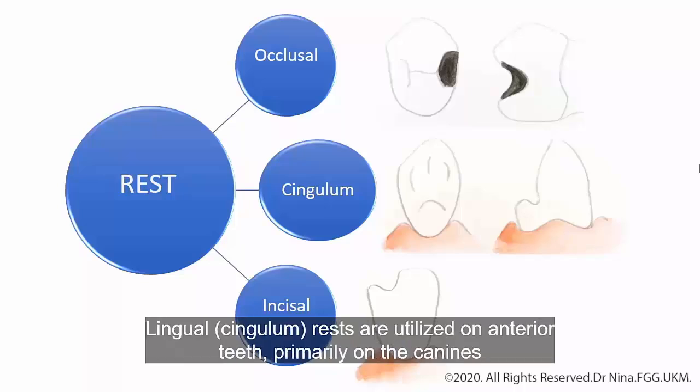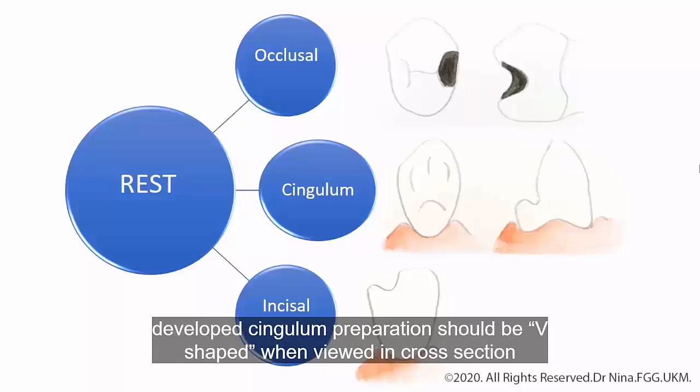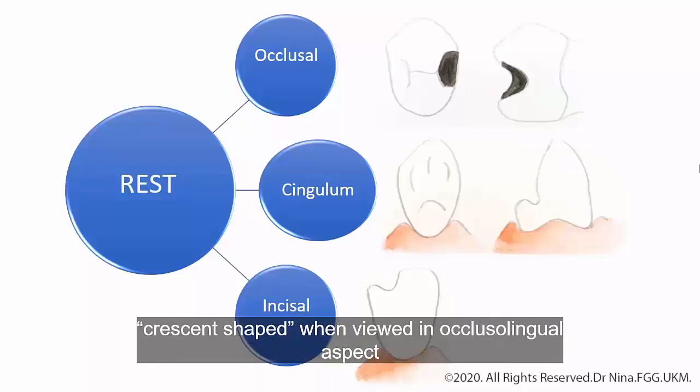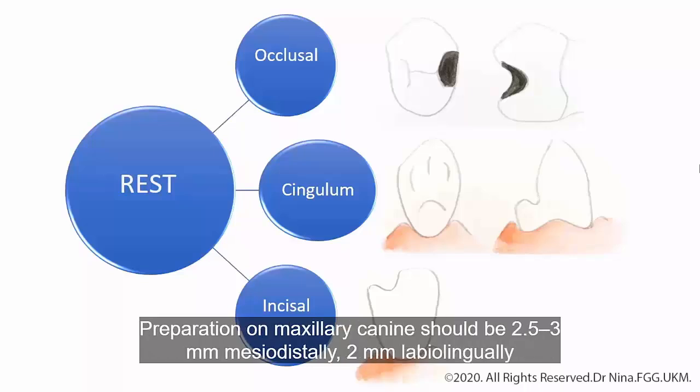Lingual rests are utilized on anterior teeth, primarily on the canines. A satisfactory rest seat preparation can be made with minimal tooth reduction due to its well-developed cingulum. So preparation should be V-shaped when viewed in cross-section and crescent-shaped when viewed in occlusal view. The correct angulation of the floor of the rest seat should be less than 90 degrees from the proximal view.